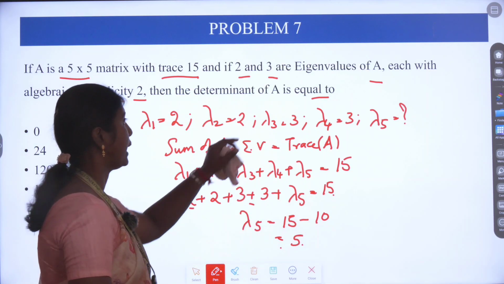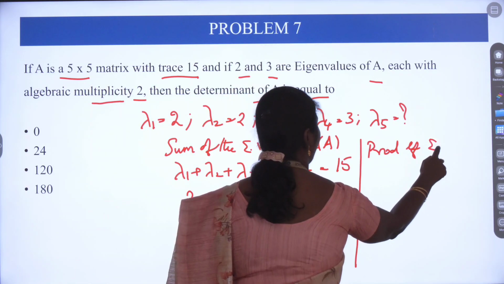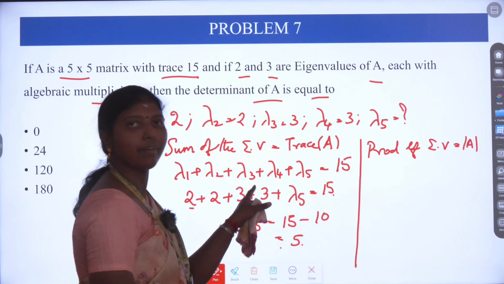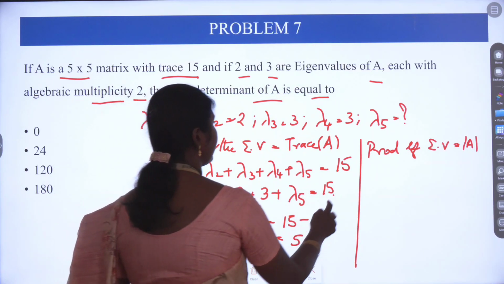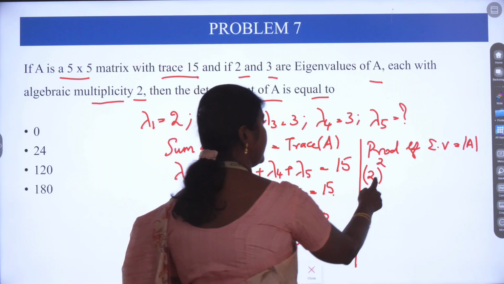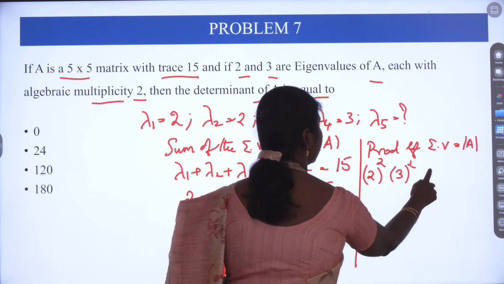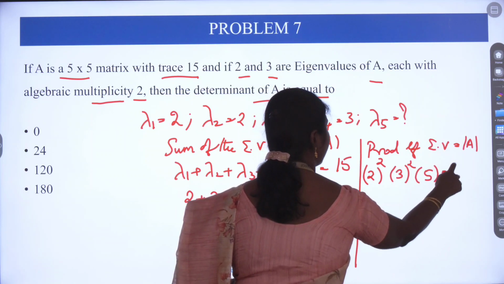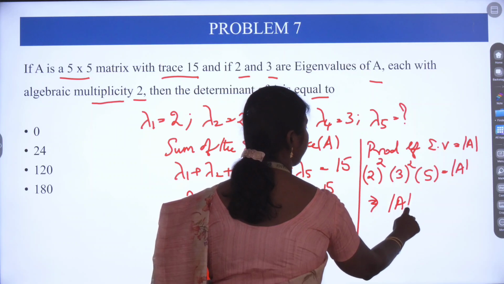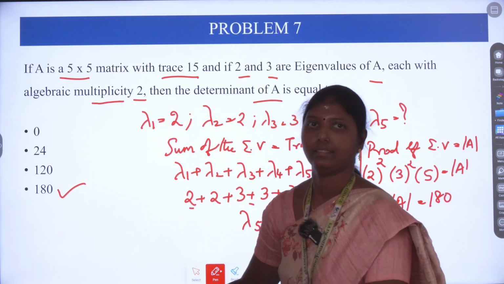Next we need to find the determinant of the matrix A. The product of the eigenvalues equals the determinant of A, so we need to multiply the 5 eigenvalues. 2 is repeated twice, so I write 2 squared. 3 is repeated twice, so 3 squared. Then the fifth eigenvalue is 5. The solution is determinant of A equal to 180, which is the fourth option.